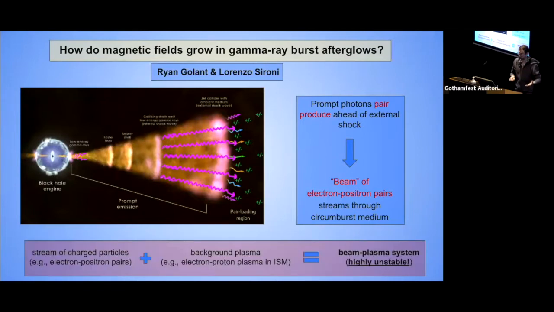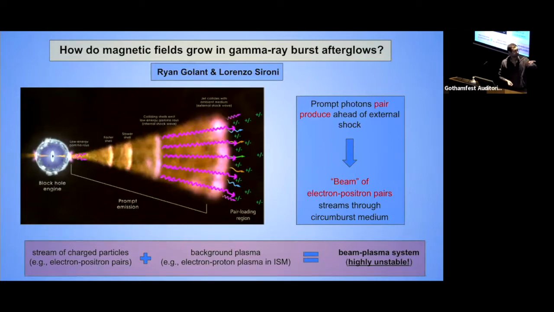And so when we have a stream of charged particles, like these electron-positron pairs, moving with respect to a charge-neutral background plasma, like the electron-proton plasma in the ISM, we get a beam plasma system ahead of the relativistic shock. And this system is shockingly unstable. That was the only pun I could think of for this presentation. If you can think of any more puns, I would love to hear them. I need more puns. But back to the science.